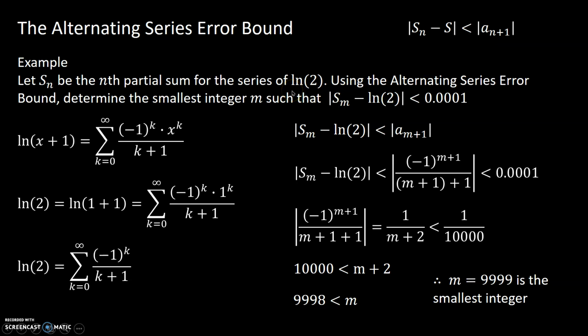So now let's actually use it to calculate the same question we did before. We want the natural log 2, which we found as the alternating harmonic series.